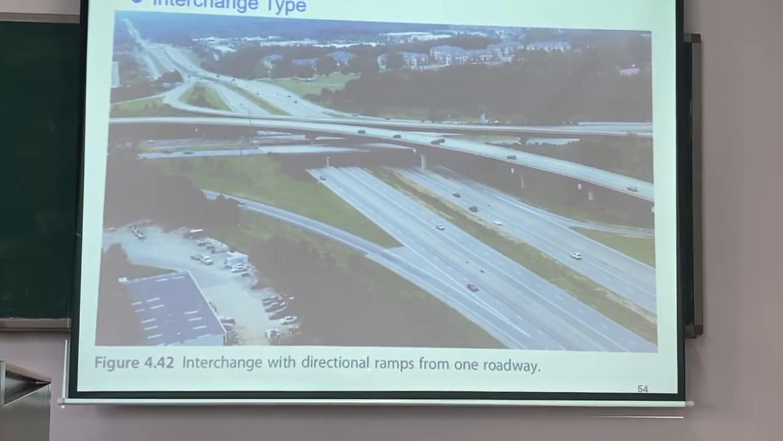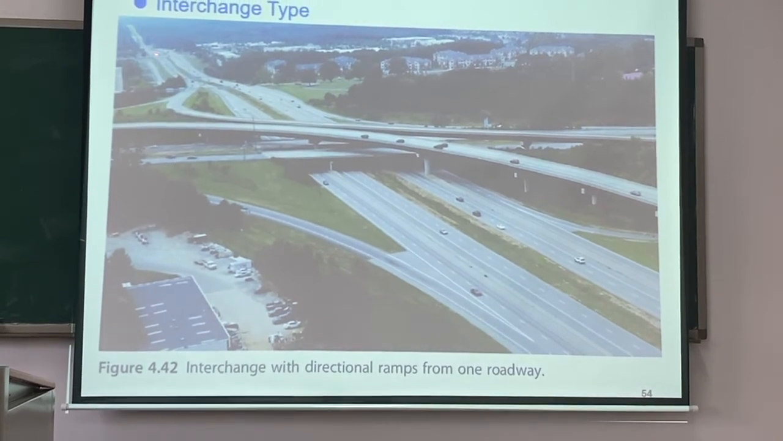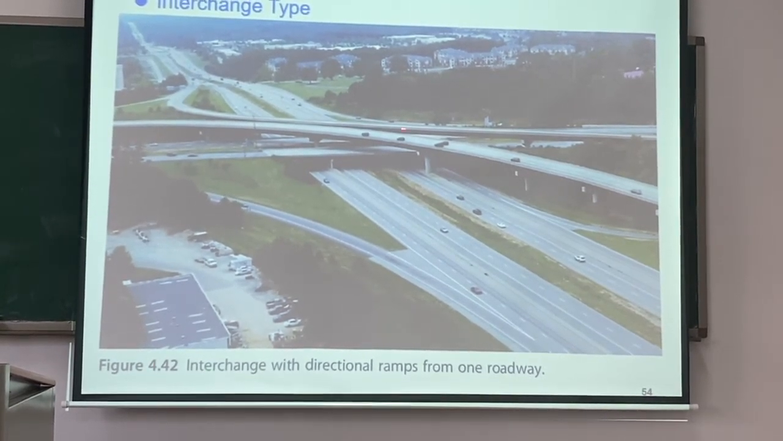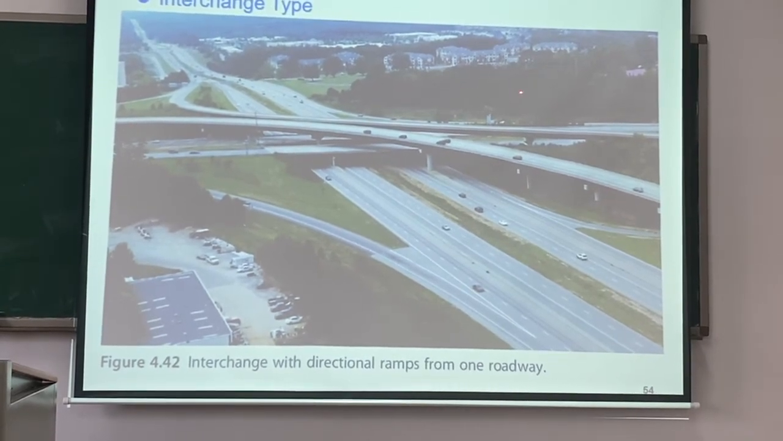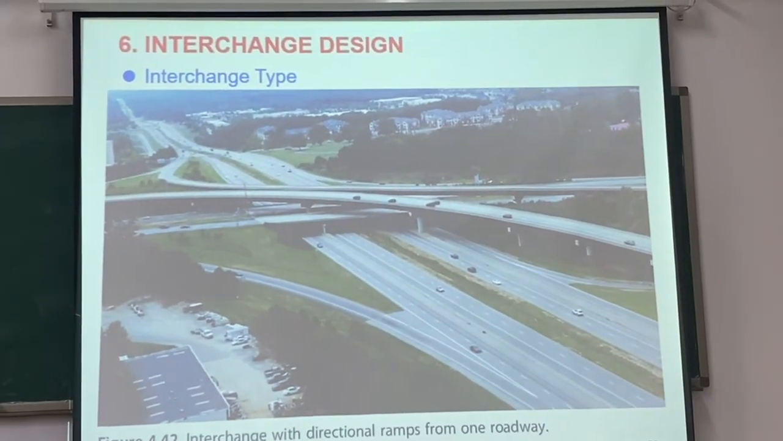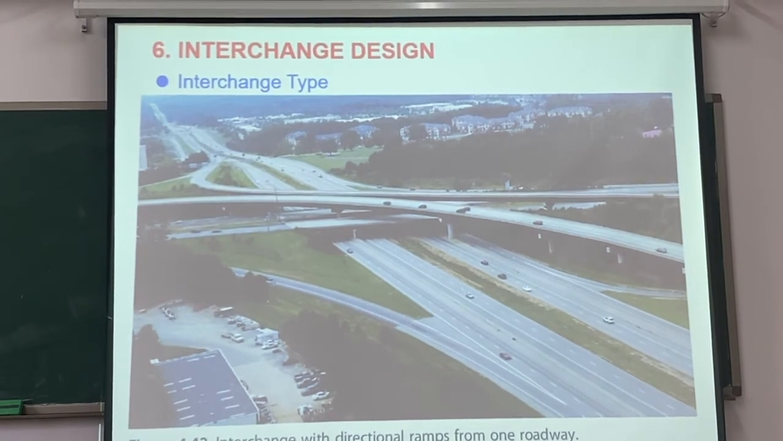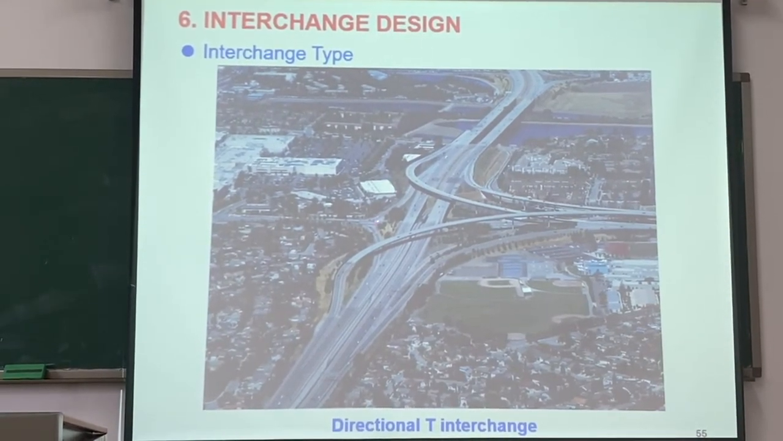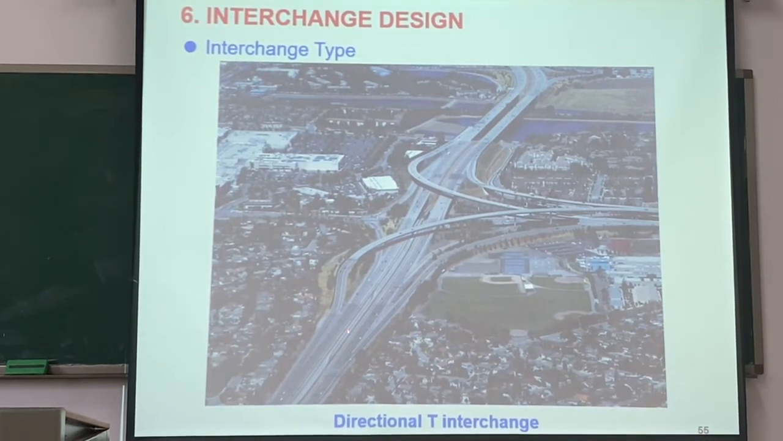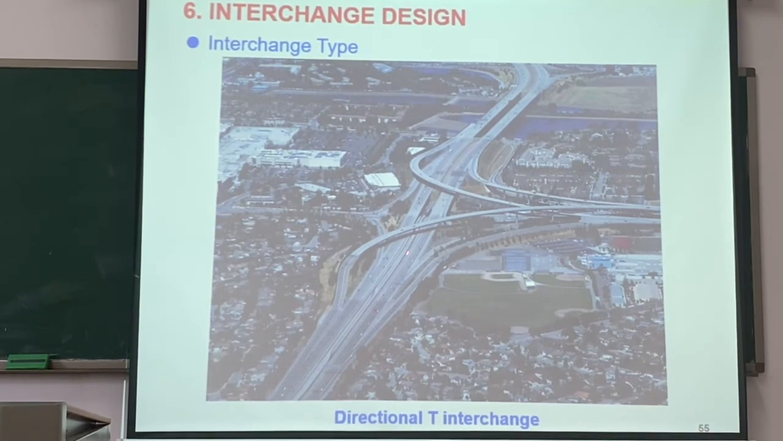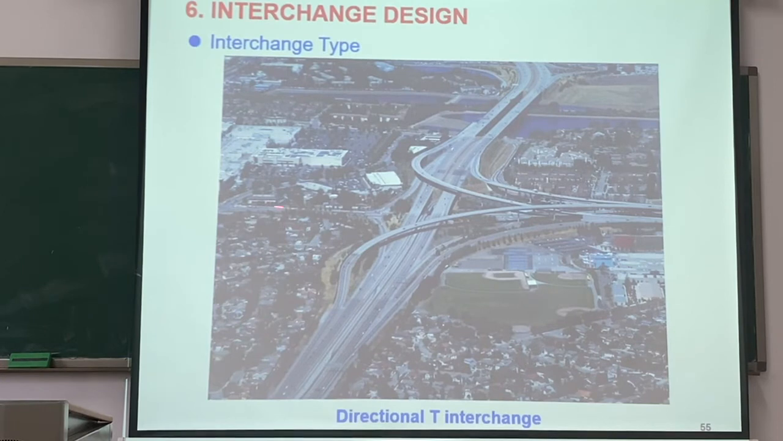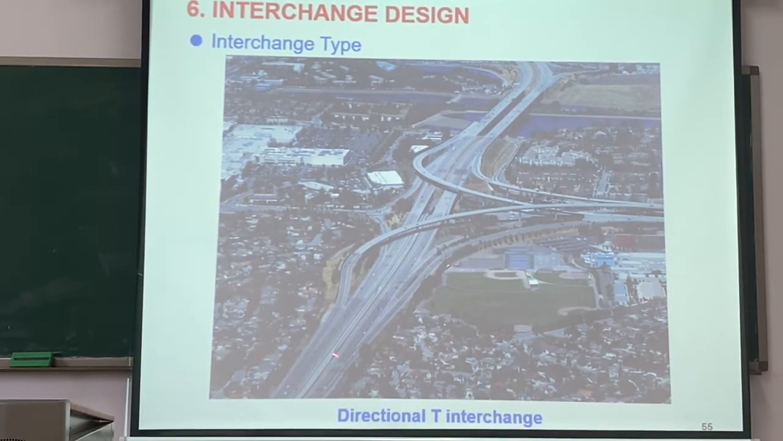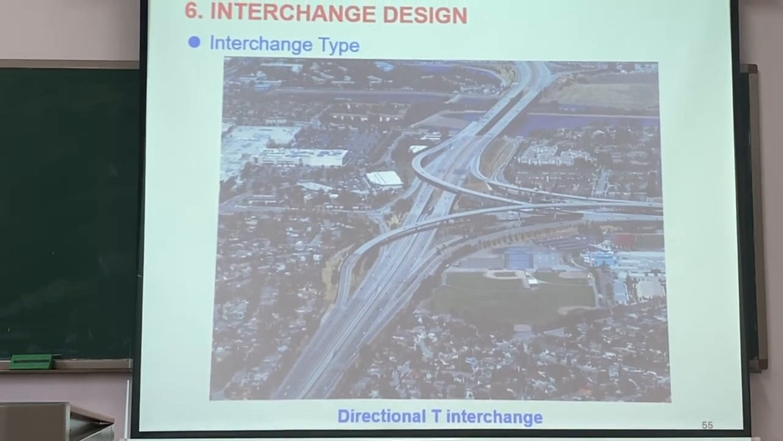There is an interchange with directional ramps from one roadway. We can go there. We can use this road to turn right and use this to turn left. But this is one, and there are two roads. Directional T interchanges. Here we can see clearly how to drive cars. This way we can turn left, from this road to this road. So it's a directional T interchange.